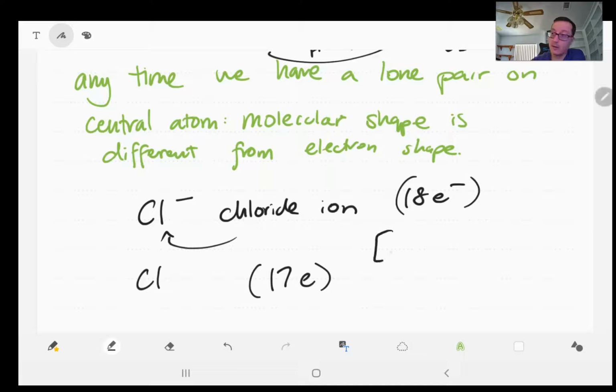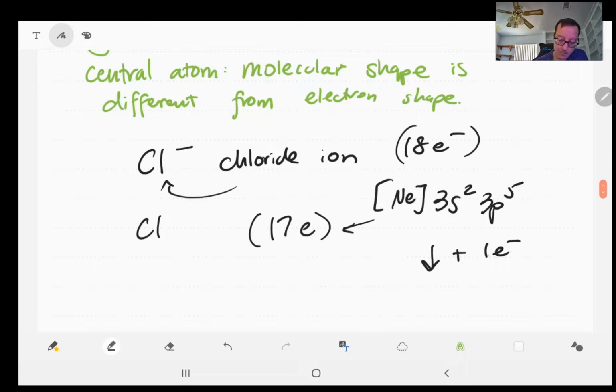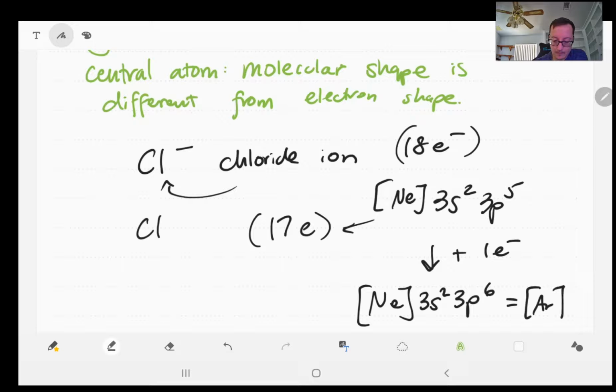So you're absolutely right for chlorine. I'm going to write your electron configuration here. This is for chlorine, 17 electrons. If we have chloride, which was the trick part of this, we're adding an extra electron, right? Which then brings us to, we would add that to the P, because that's the only other spot we have left. And this is the same thing as argon. So that's why.